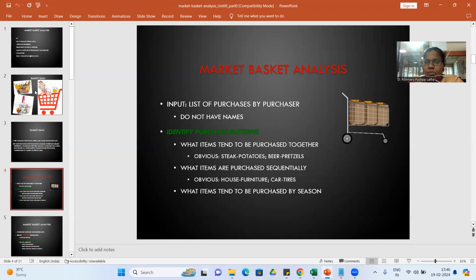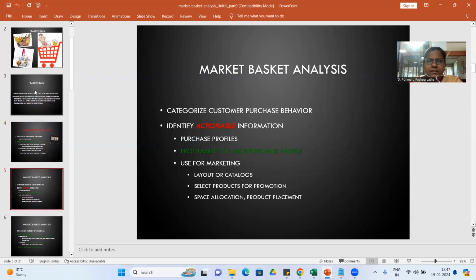What items are purchased sequentially? House furniture, we are often buying sequentially, and car tires, you are buying sequentially. And what items are purchased by season? For example, in the Christmas season, you will be buying cake. In the Deepavali season, you will be buying sweets. Like this, there are some common seasonal items.